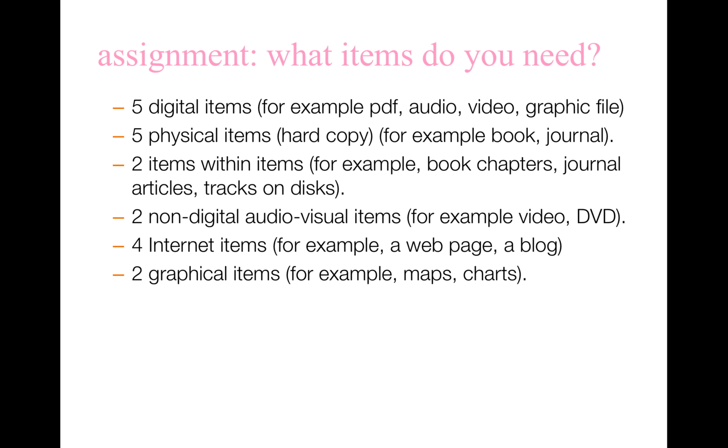In those 25 to 40 items, you need 5 digital items, 5 physical, 2 items within items, 2 digital, non-digital audio-visual items, 4 internet items, and 2 graphical items. Why do you need this makeup of items? Okay, I'm going to give you the background on this as well. I realize this is a constraint that you have to choose items in these formats. And if you're developing a collection, you might think to yourself, hey, I don't actually want one of these type of items in my collection. Why do I have to have it? I haven't done it to make life difficult for you.